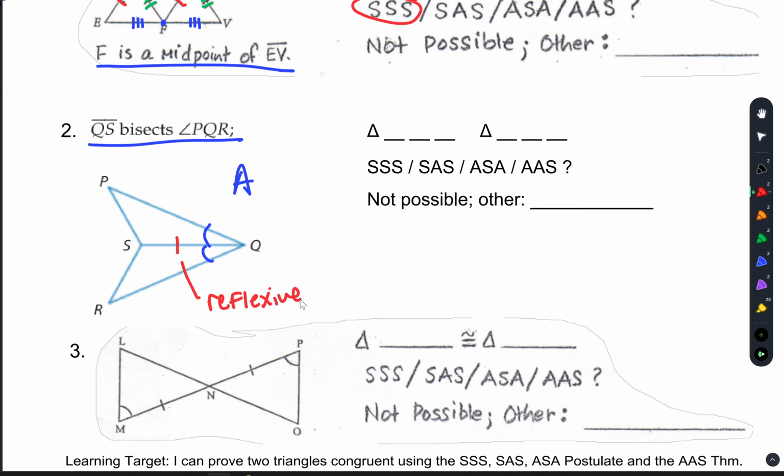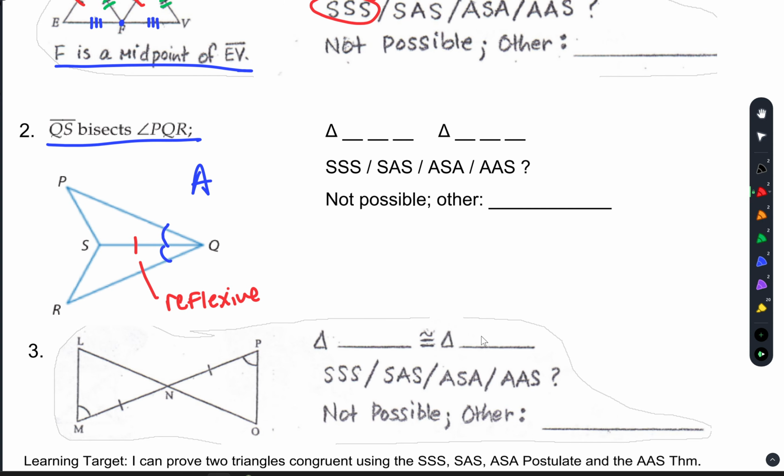Do I have a third piece? I kind of go through my list. I used reflexive. Do I have any vertical angles? Do I have any parallel lines? Those are my most common three. I don't have any of that, and I can't just make something up. So this is an example of something not being possible.